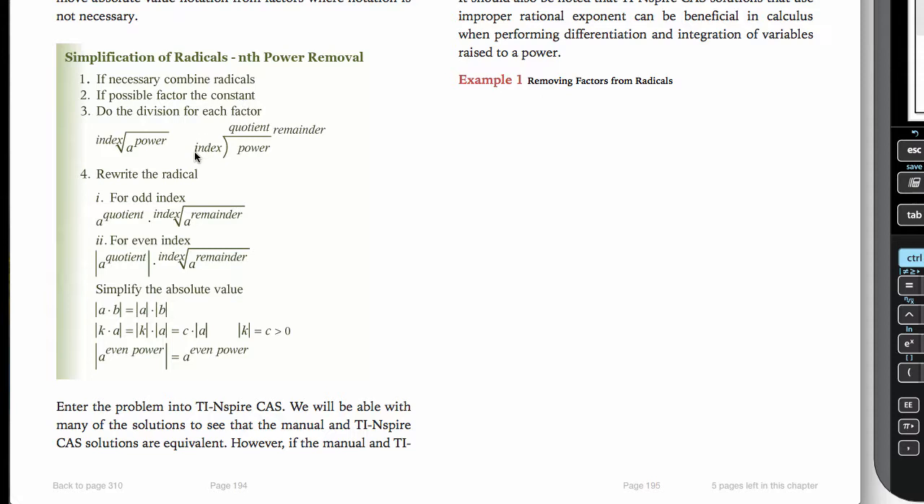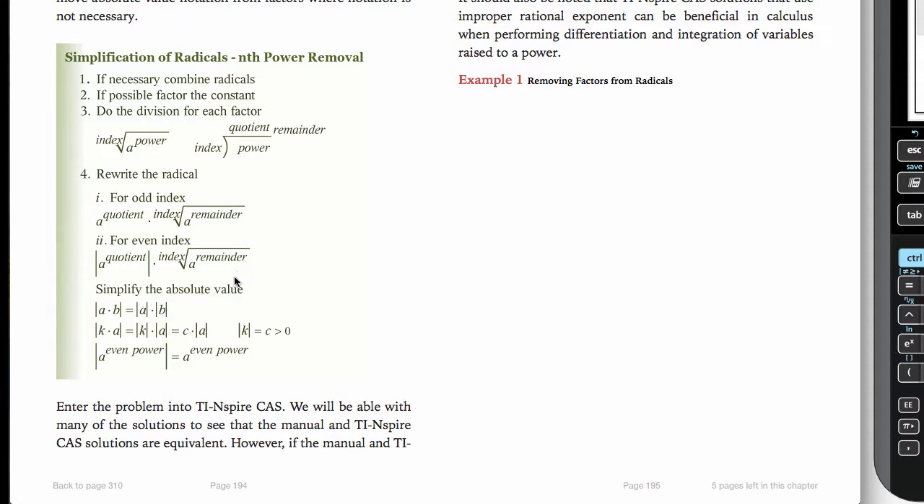Then a trick that we can use to simplify them is to switch the radical into a division problem to help us with the exponents. So what happens is the index is going to be the divisor, then the power is going to be the dividend. When we divide, we're going to get the quotient and the remainder. These rules right here show us for an odd index and an even index how we can mechanically switch things around by using this technique.